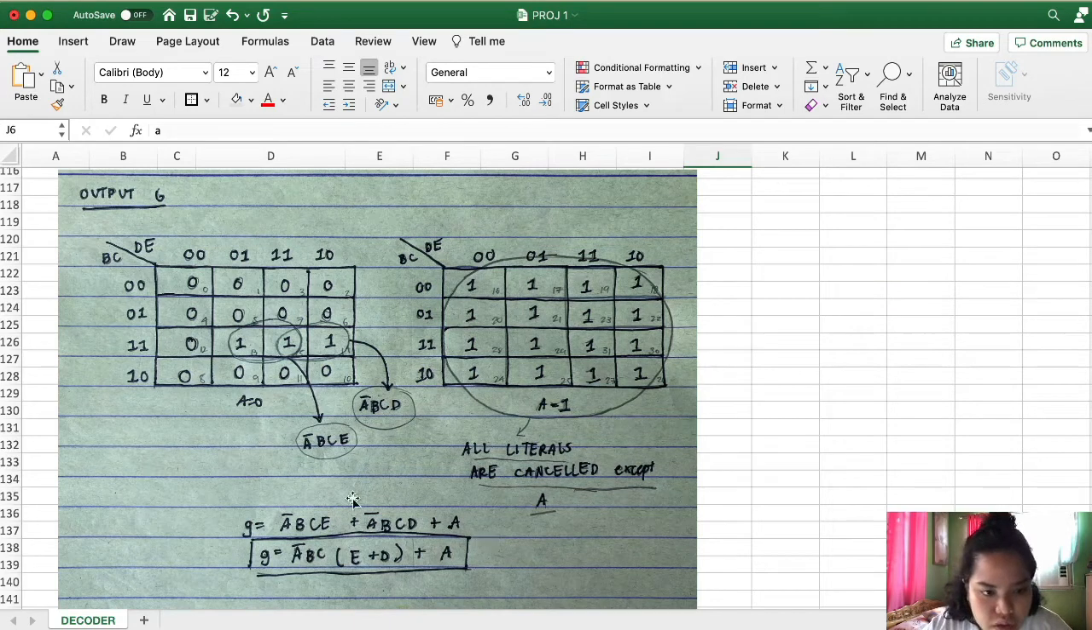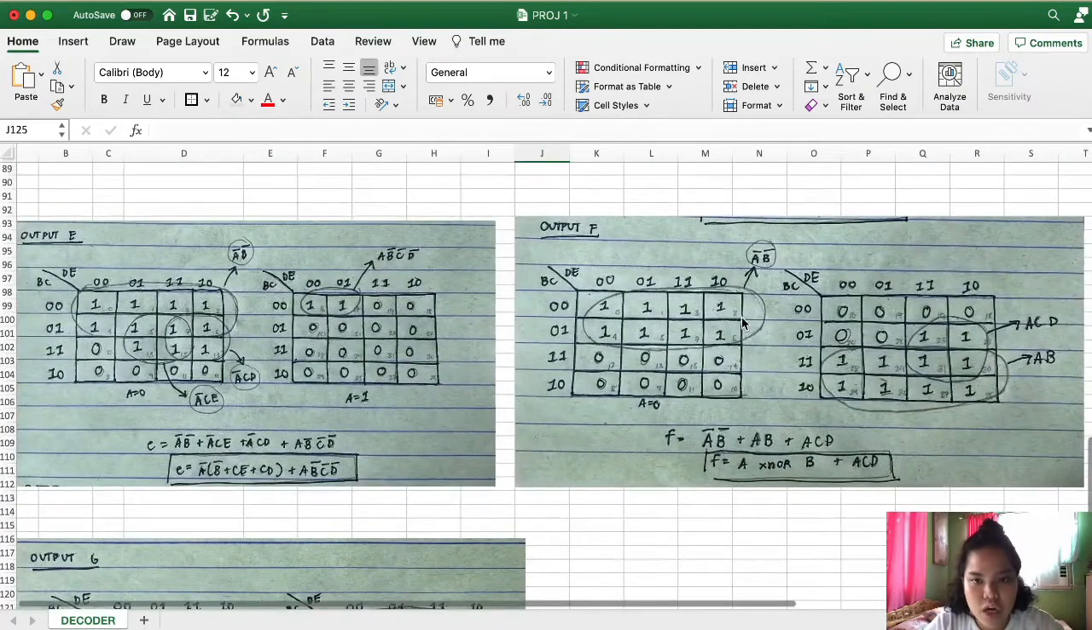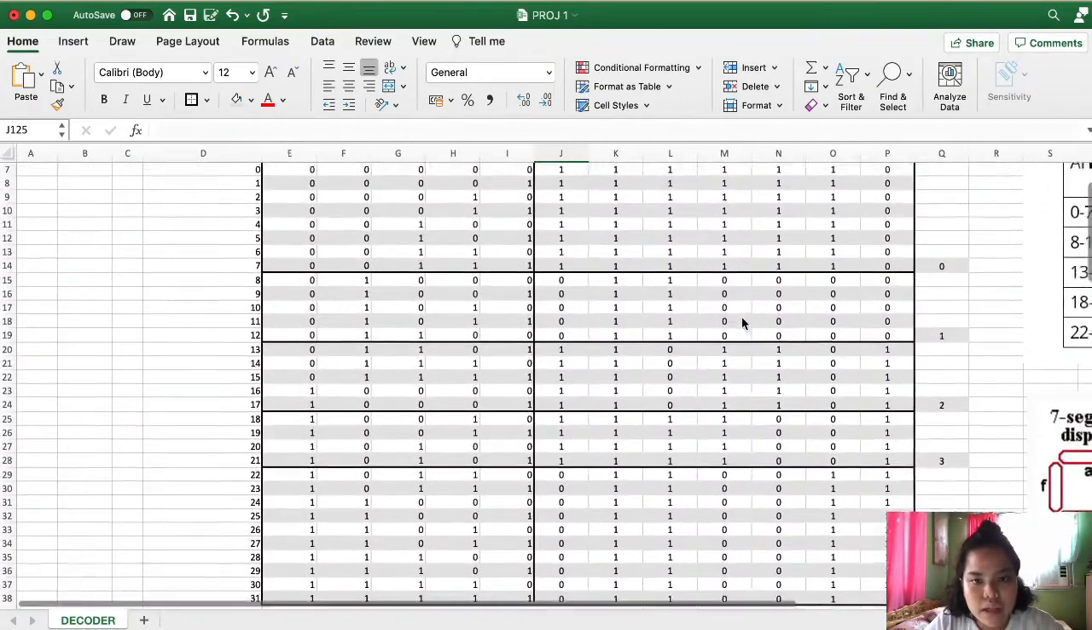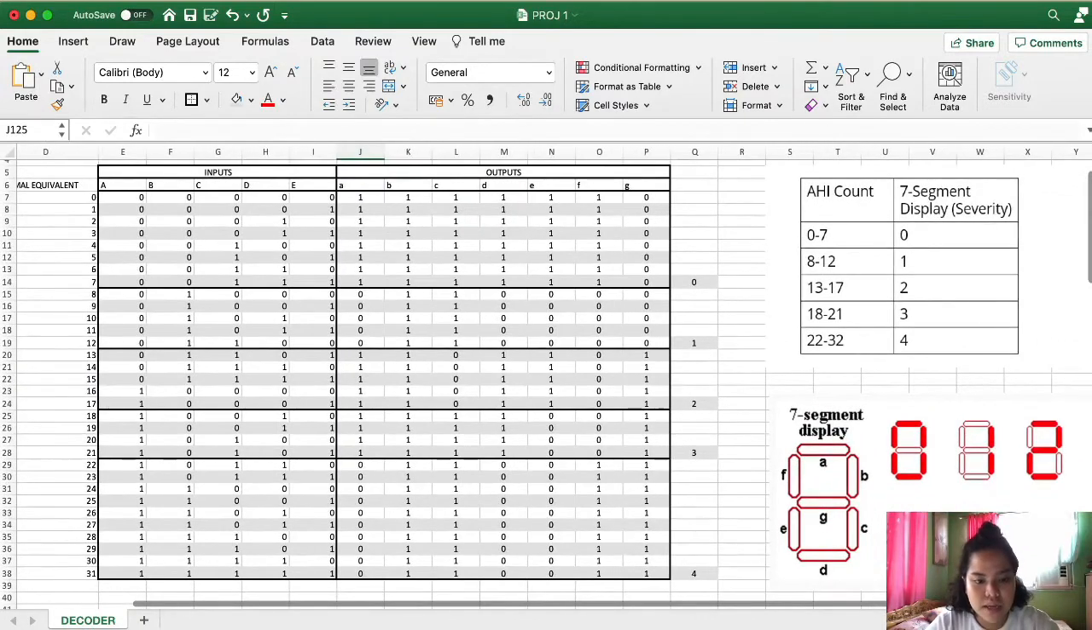So for our SOP equation, we just put all of them together and it will just be ORed, our minterms. But then for the first two minterms, we can see that not A, B, and C are both common to those terms, therefore we can factor it out, and then we will AND it with an E ORed with D. Then A will just be ORed with this term right here. So as we can see, these are our SOP equations for our truth table that we were able to derive based on our I count and its corresponding 7-segment display.